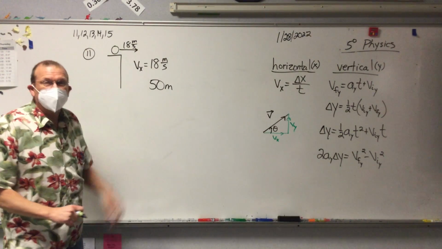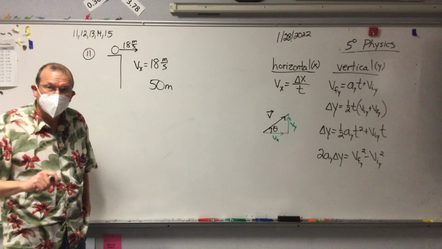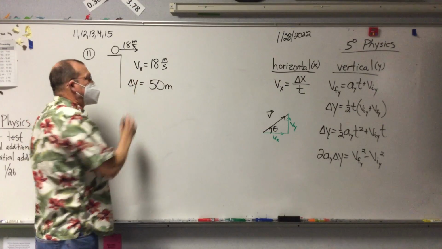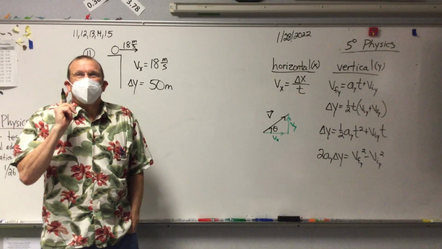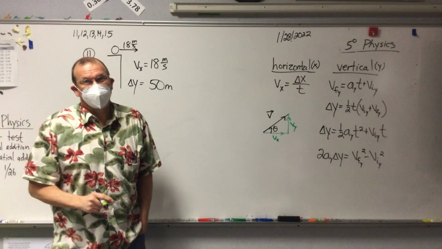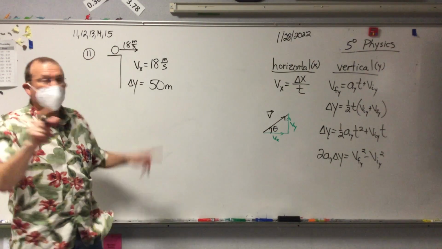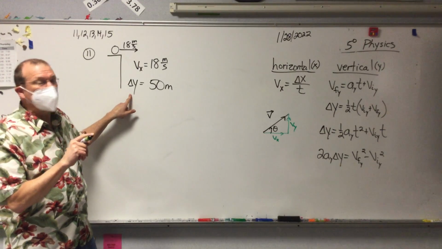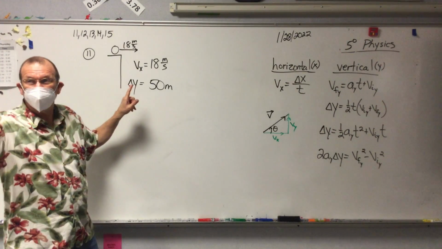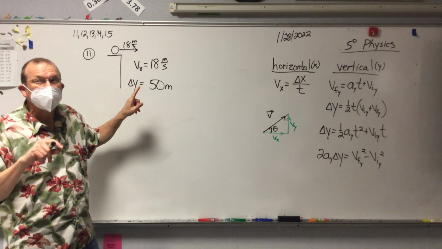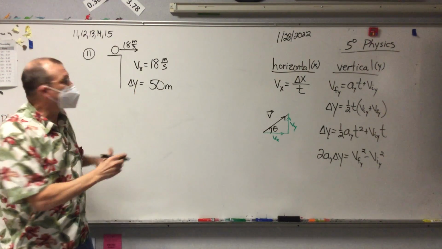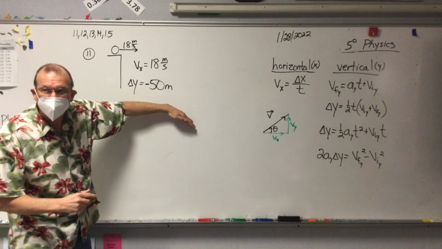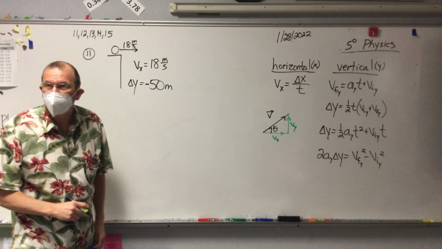Okay. What is our 50 meters? Delta y. Be pickier for me, because you are correct that this is delta y. What is going to happen during the course of our problem? Will it become negative? Correct. Technically, this will be a negative because our object is going to end up down 50 meters below.